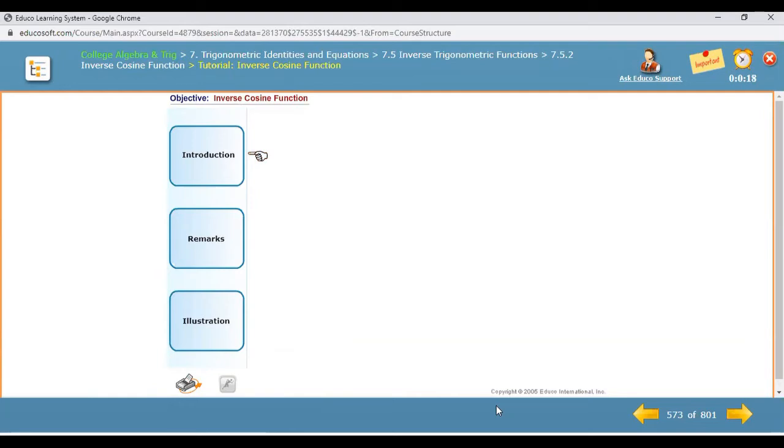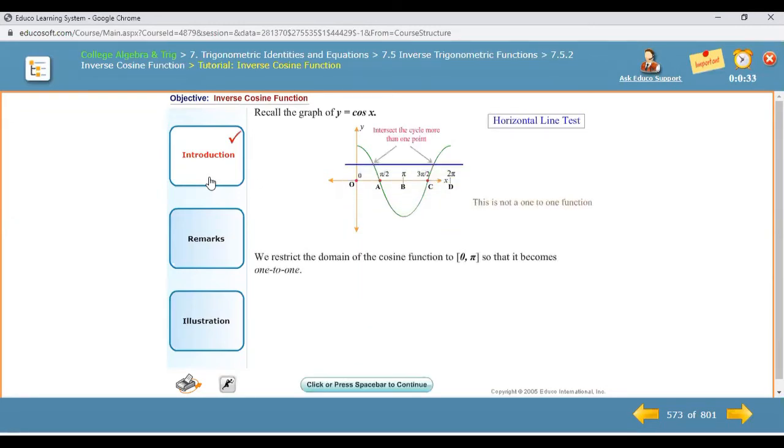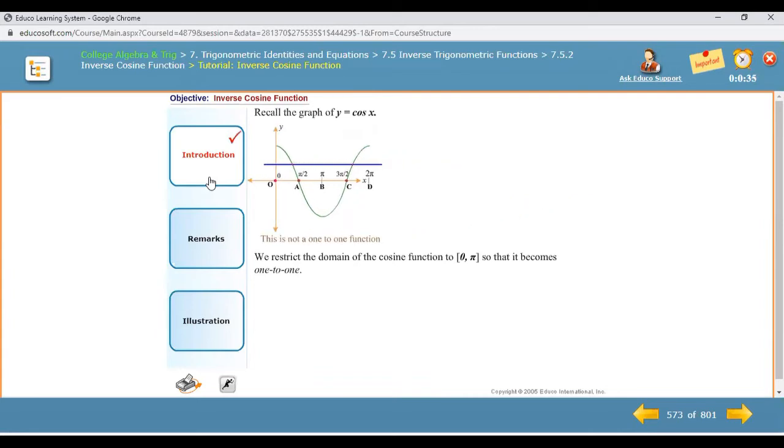Now, if we look at cosine, I'll just give you a brief idea. This was a cosine curve. Again, you see it fails the horizontal line test. The horizontal line is touching at 2 points, so we do not consider the whole function. We just consider from 0 to pi. Now it passes the horizontal line test.